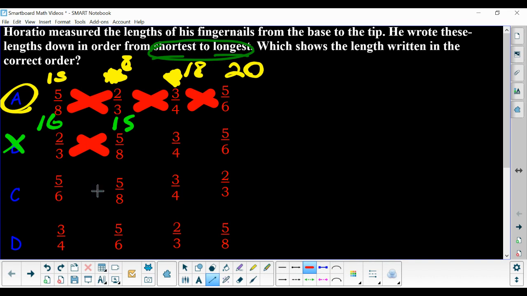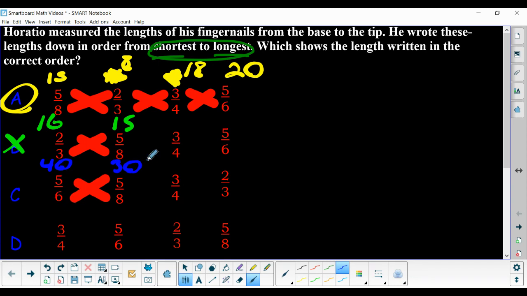Let's go with C, and see why it was incorrect. So again, I'm going to cross multiply. 5 times 8, that gives me 40. 6 times 5 gives me 30. Since 40 is bigger than 30, that means this fraction is bigger than that fraction. Again, the wrong order. You want to go from shorter to longer, not longer to shorter. C is incorrect.